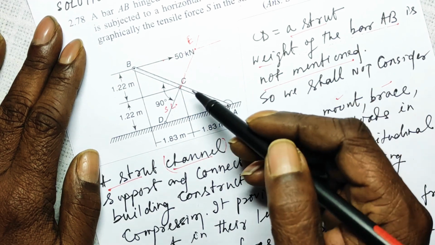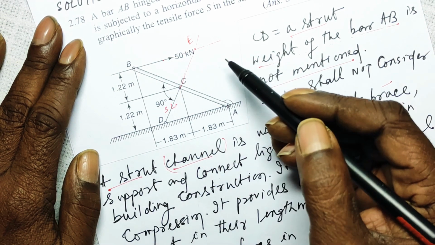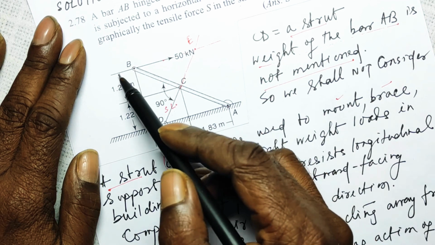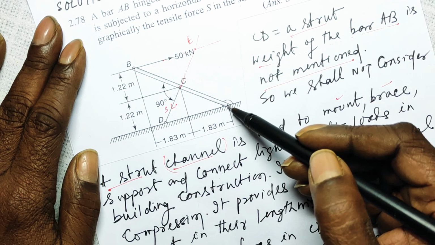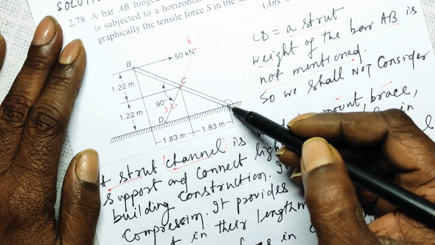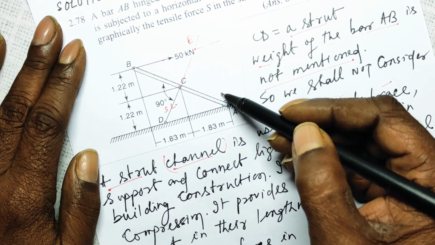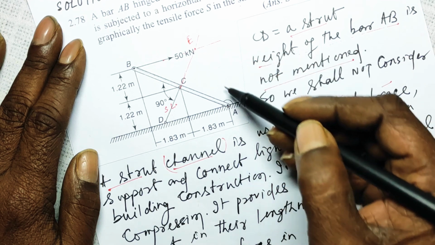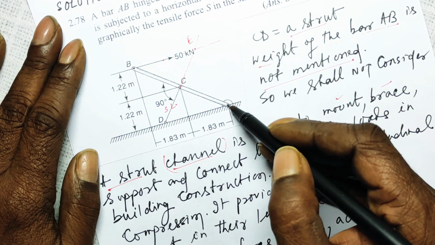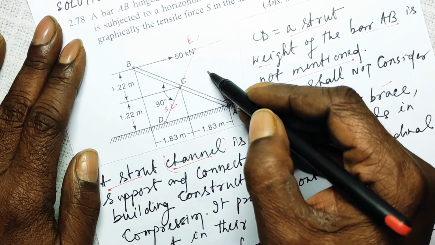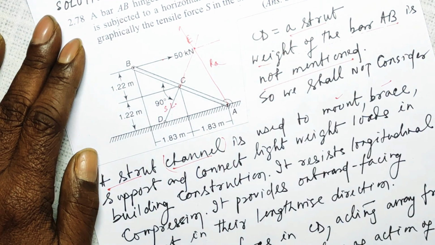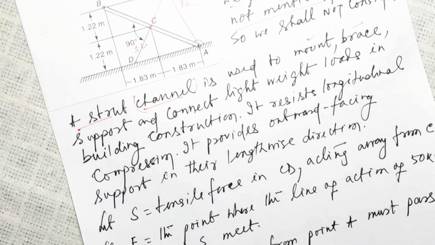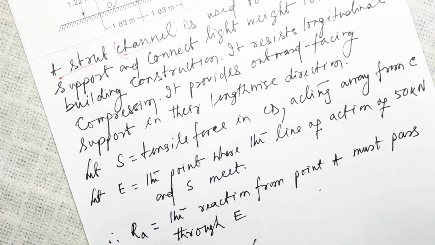So what is the conclusion? There are three forces. This 50 kilonewton, this axial force S, and from here there will be a reaction force. So the reaction force has to pass through the same point E. The reaction from here has to pass through the same point E. So the reaction from the point A must pass through the same point E.